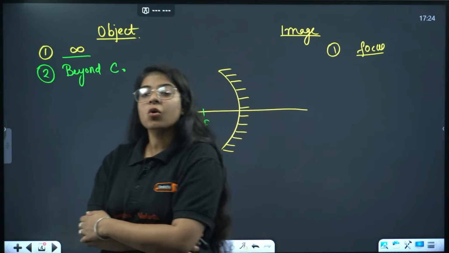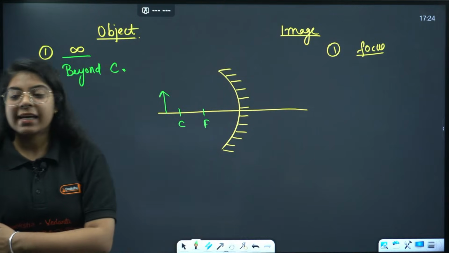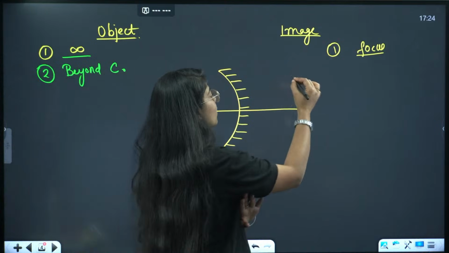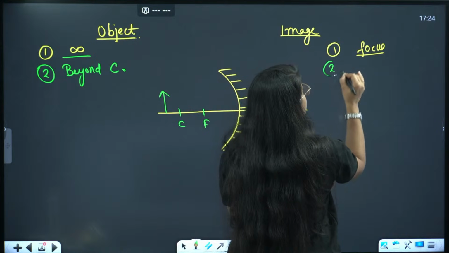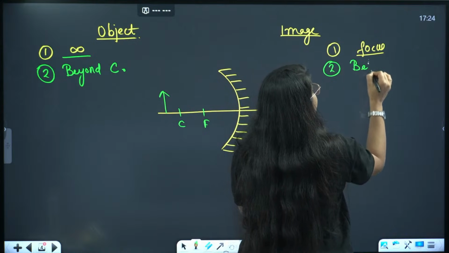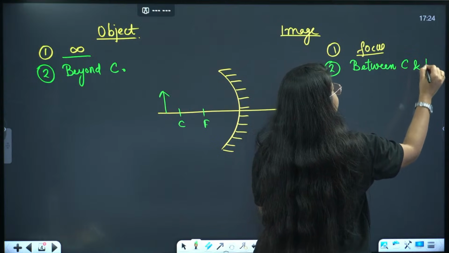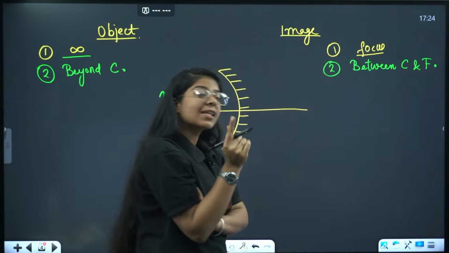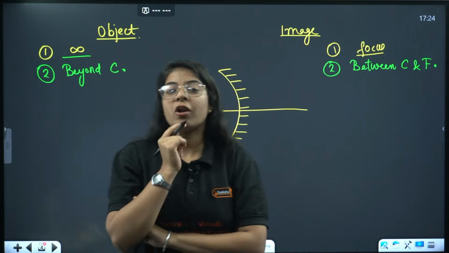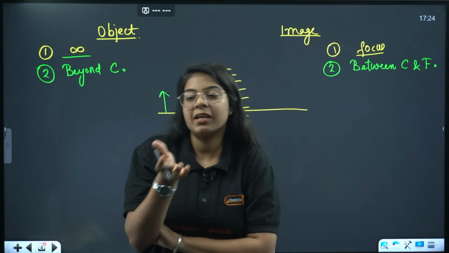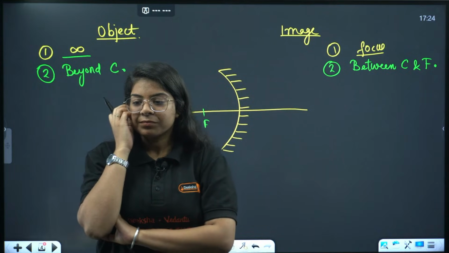ठीक है. Now tell me, in the second case, yes, we have an answer from Yuvan. The image will be formed between C and F. Between C and F. Now in this case you will see why I am asking you to remember, before making the ray diagrams, where the image is being formed. ठीक है?